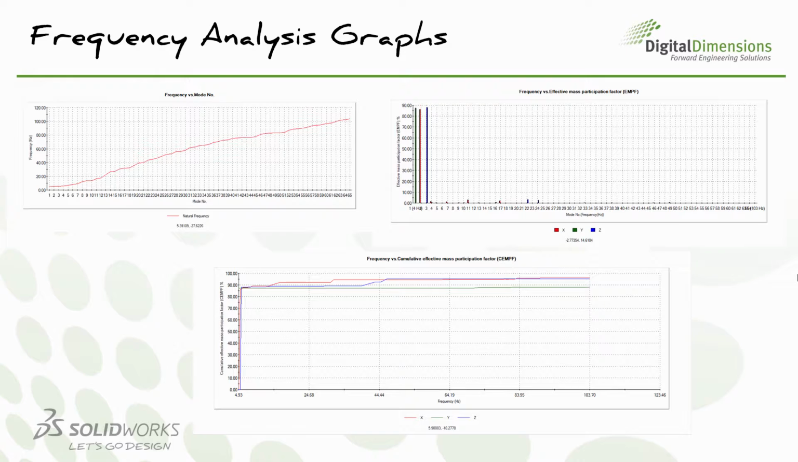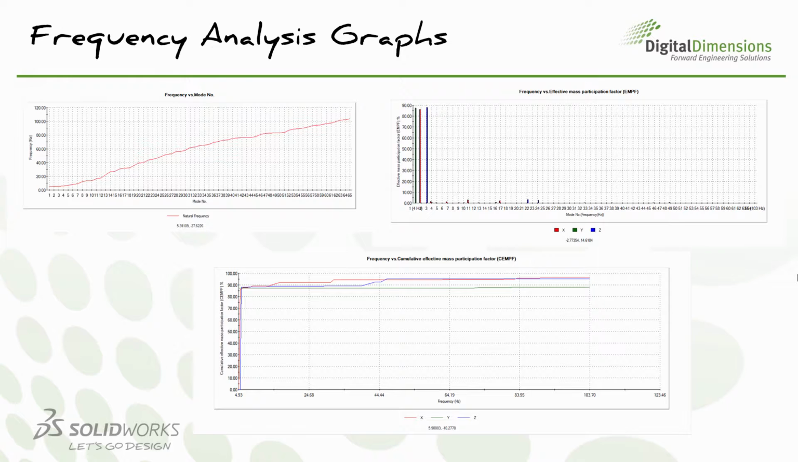Next, let's talk about frequency. In 2015, we've added 3 additional frequency analysis graphs to our studies, for frequency and for our dynamic studies. We can see that we've added a frequency versus mode number plot, frequency versus effective mass participation factor, and lastly, frequency versus cumulative effective mass participation factor. When doing dynamic studies, it's always important to determine the exact mass participation of your models in the direction of agitation to get confident results.